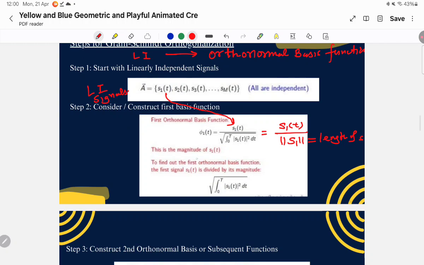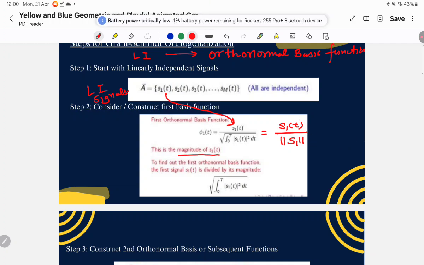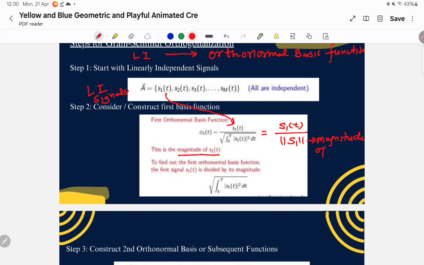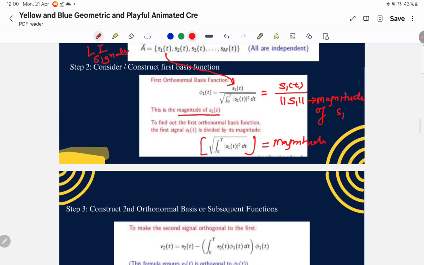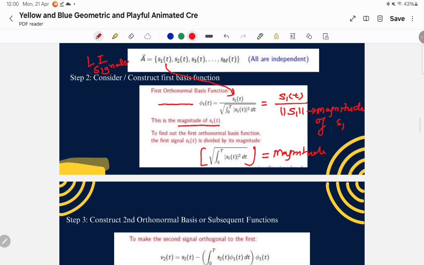Okay, or not length, if you can say magnitude. Better to call it magnitude of S1. So whenever we divide any signal by its magnitude, it becomes orthonormal. So this is the magnitude of S1, basically magnitude written again. This is the first basis function.